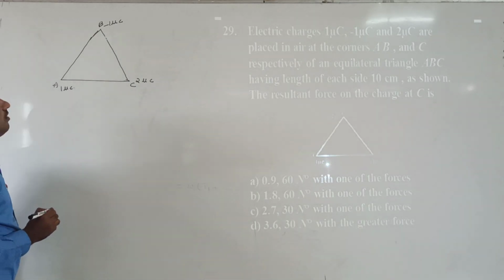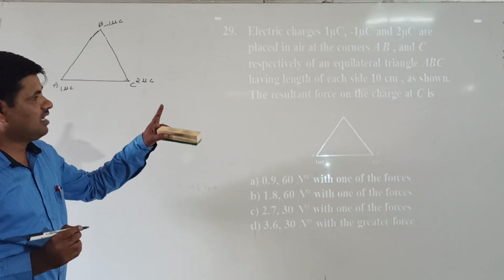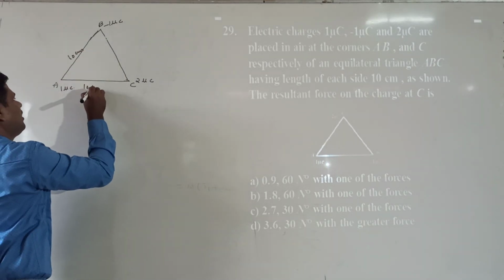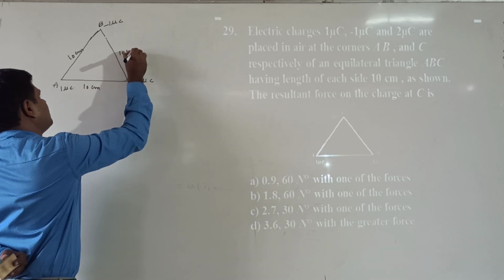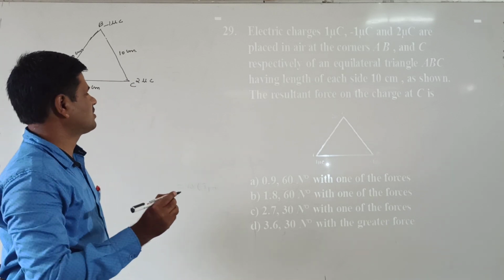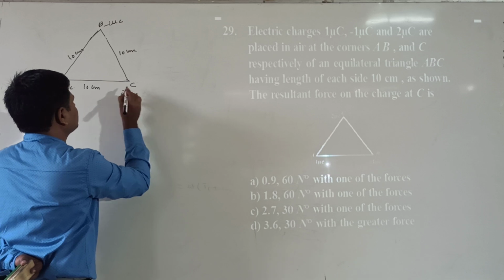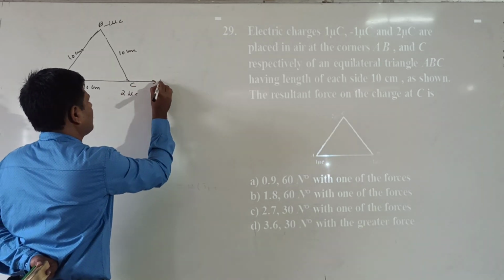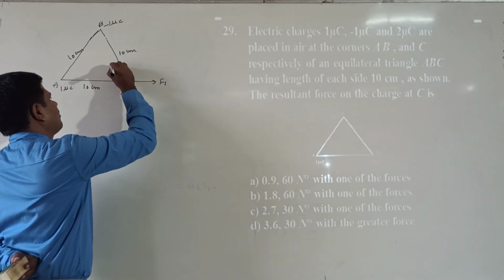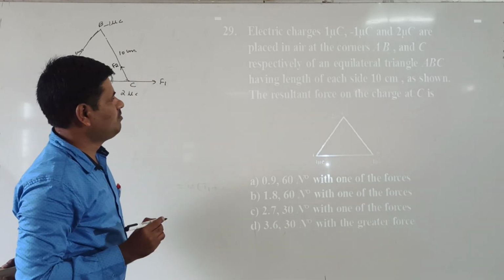Here each side of the triangle ABC has a length of 10 centimeters. The resultant force on C is asked here. C has the 2 microcoulomb charge. These two repel each other, giving force F1. These two attract each other, giving force F2.